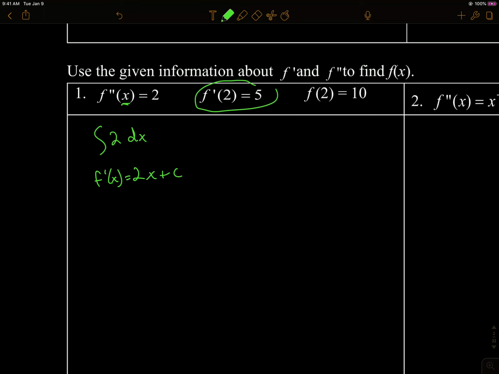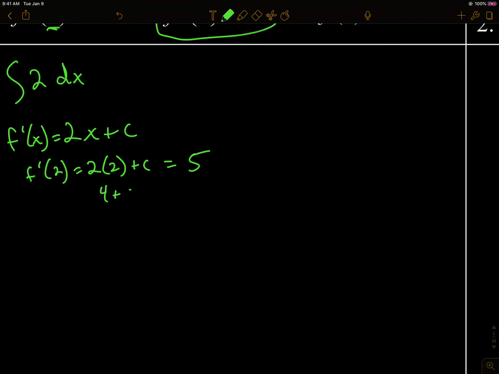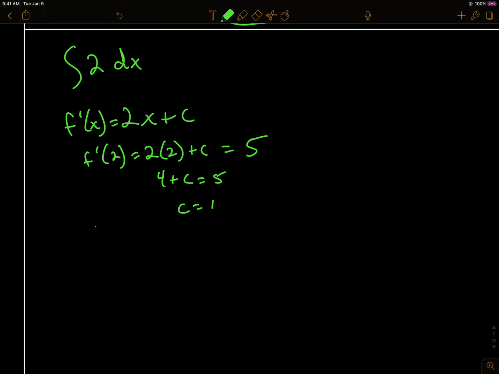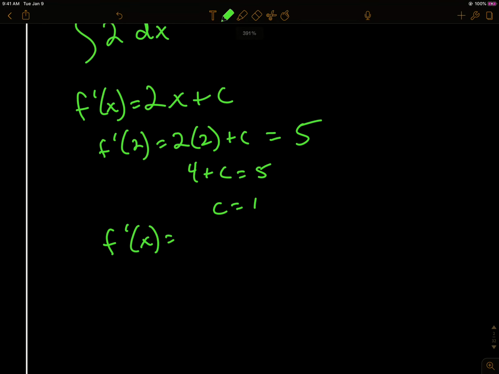Now, these conditions allow us to figure out what c is. They give us a set of numbers that can pinpoint exactly what c has to be. So I use those conditions. I say, well, if I plug in 2 for x, I should get 5 in my first derivative. So now I get 4 plus c equals 5. So I'm going to subtract 4, c equals 1. So now I just found my c. You can do that if they give you conditions, meaning if they tell you a value for x for which you know the first derivative. So then f prime of x is now 2x plus 1.